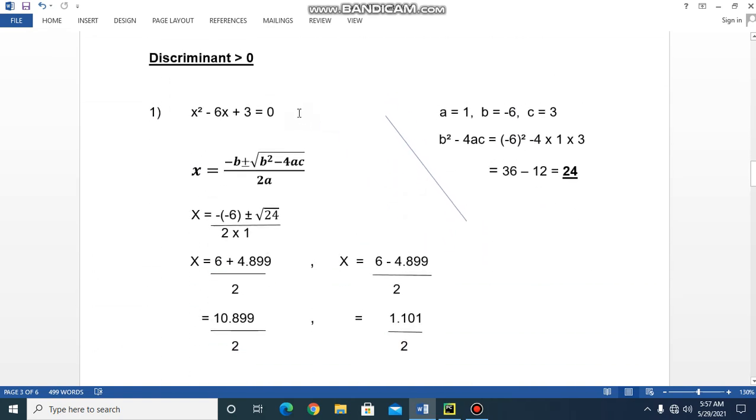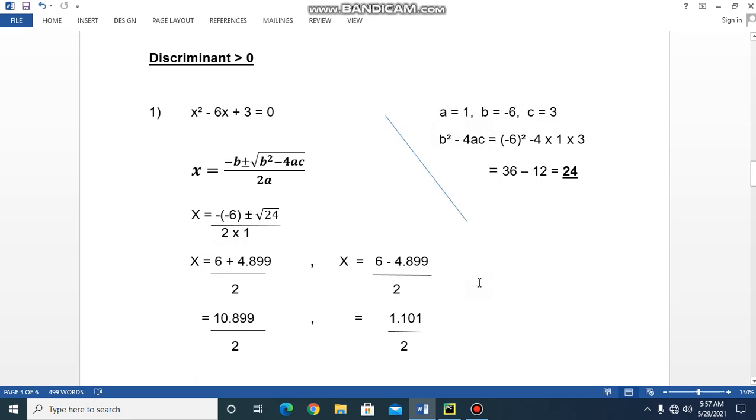So this is an example where the discriminant is greater than 0. Here we have x square minus 6x plus 3 equal to 0. The value of a, which is the coefficient of x square, is 1. The value of b, that is the coefficient of x, is minus 6, and the value of the constant term is 3. Now we have got a, b and c.